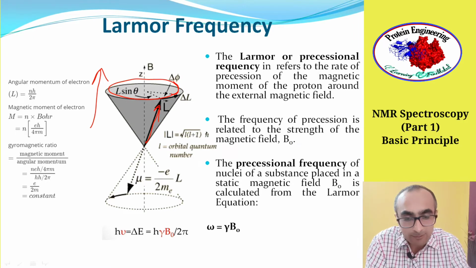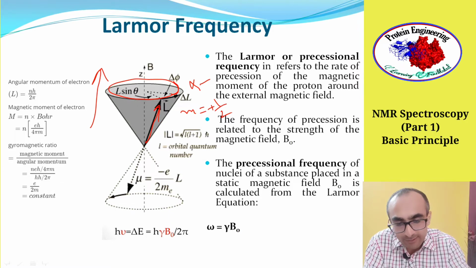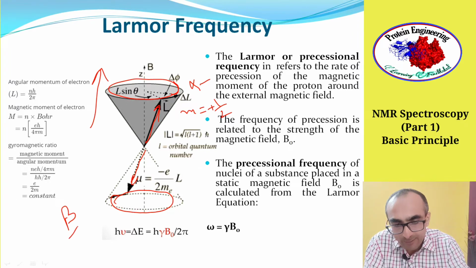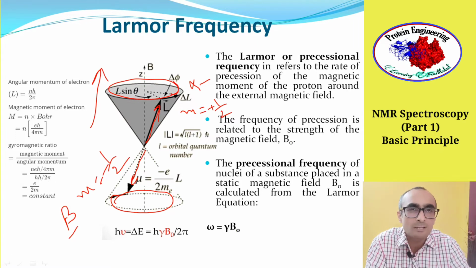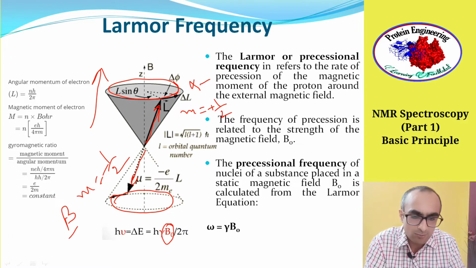So if this proton is precessing in the direction of the applied magnetic field, this represents the alpha spin state, also called spin plus half. Or if this vector is precessing against the applied magnetic field, this is called the beta spin state, and the spin is represented by minus half here. So there are two transitions possible in the case of a nucleus kept under an external magnetic field, and the energy difference would of course depend on the external magnetic field applied on this nucleus.